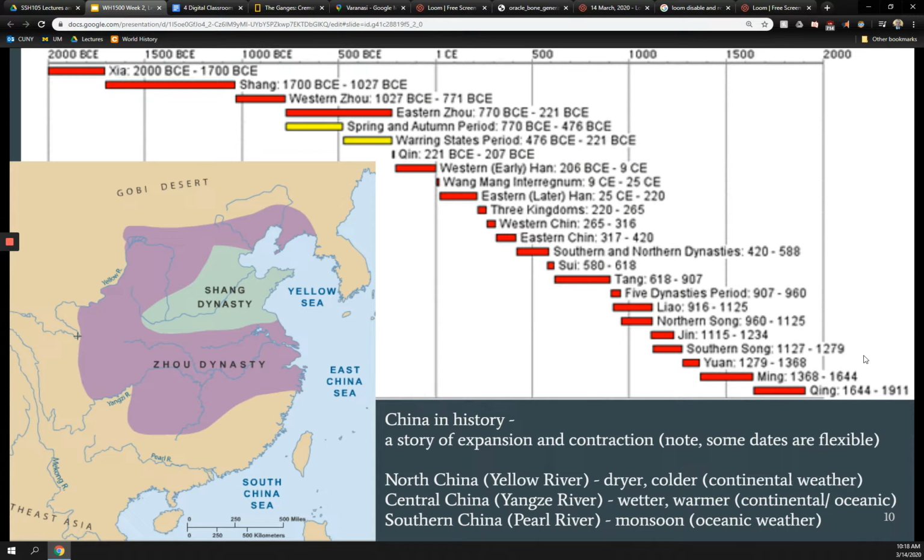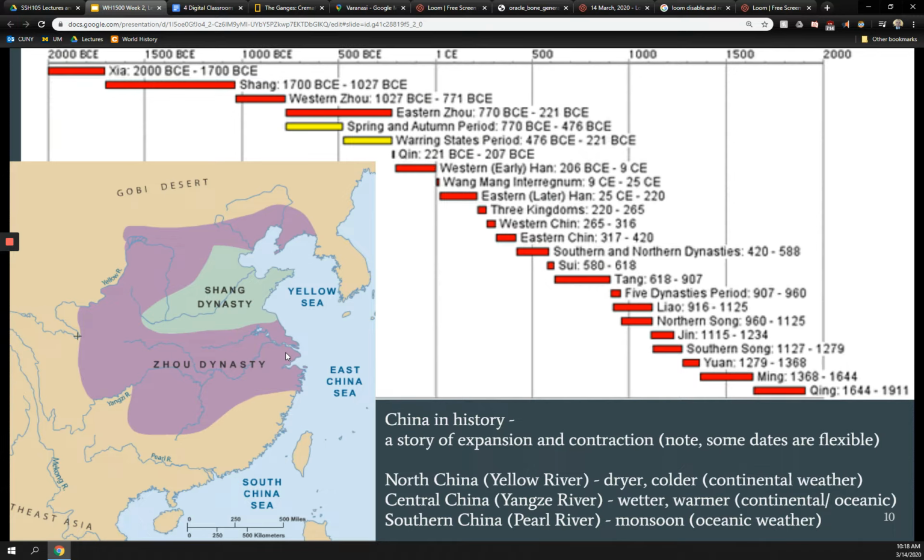Central China and southern China are both wetter and warmer, and it gets wetter and warmer the further south you go. So central China around the Yangtze River is more suited to rice agriculture, wet paddy, rice and millet. And so the things that are grown in different parts of China are different.